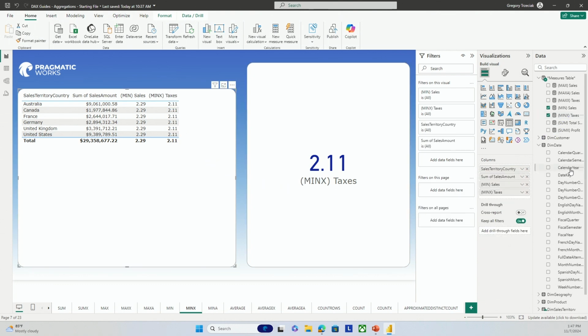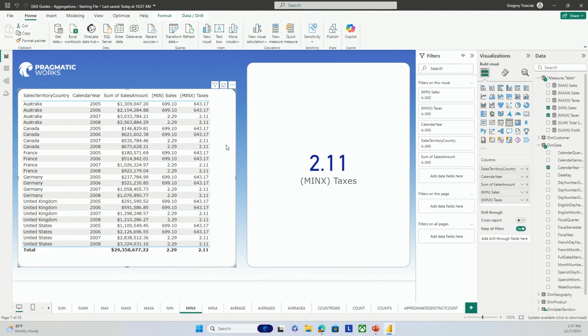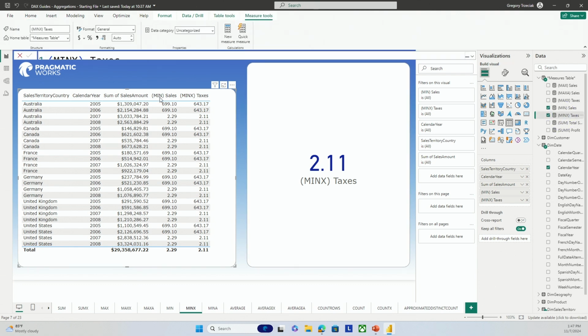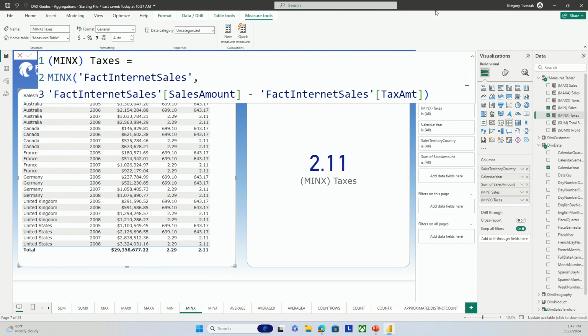And as usual with these, if I bring in another layer of detail like the year, we can see even more variations. This is the beauty of that MINX function, is now I can consider a whole host of new items and calculations in that expression portion. That's awesome.